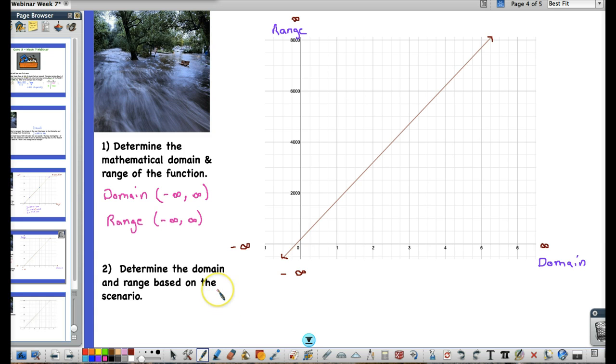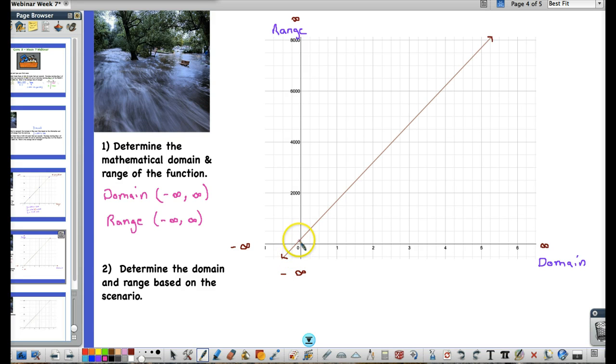And again, you guys, this is interval notation, but you can also do it using inequalities. So when you do this lesson, you'll see how to do it both ways, and you can use whatever way is more comfortable for you. Okay, so I have this second problem here. It says determine the domain and range based on the scenario. Okay, so if we think about our scenario, negative numbers don't make any sense, right? The river can't flow negative.